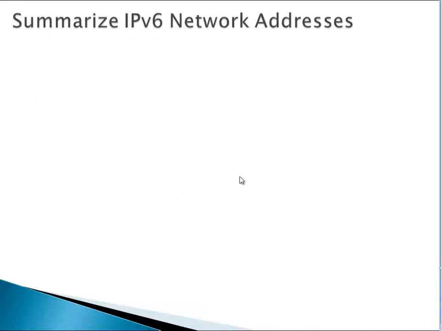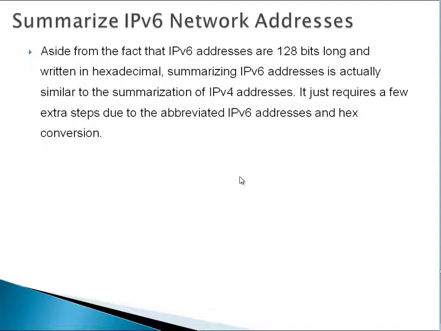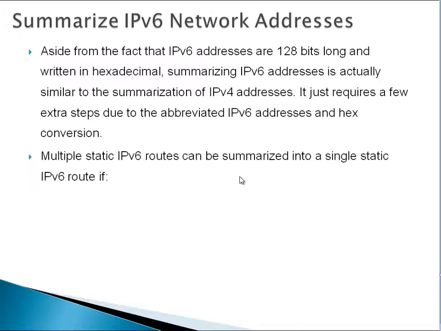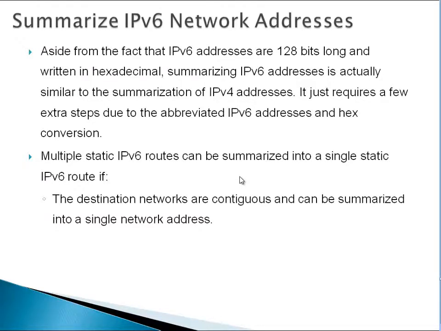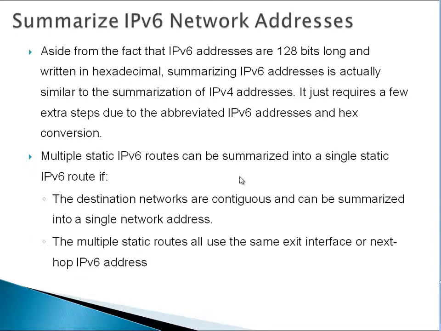Summarize IPv6 network addresses. Aside from the fact that IPv6 addresses are 128 bits long and written in hexadecimal, summarizing IPv6 addresses is actually similar to the summarization of IPv4. It just requires a few extra steps due to the abbreviated IPv6 addresses and hex conversion. Multiple static IPv6 routes can be summarized into a single static IPv6 route if the destination networks are contiguous and can be summarized into a single network address.